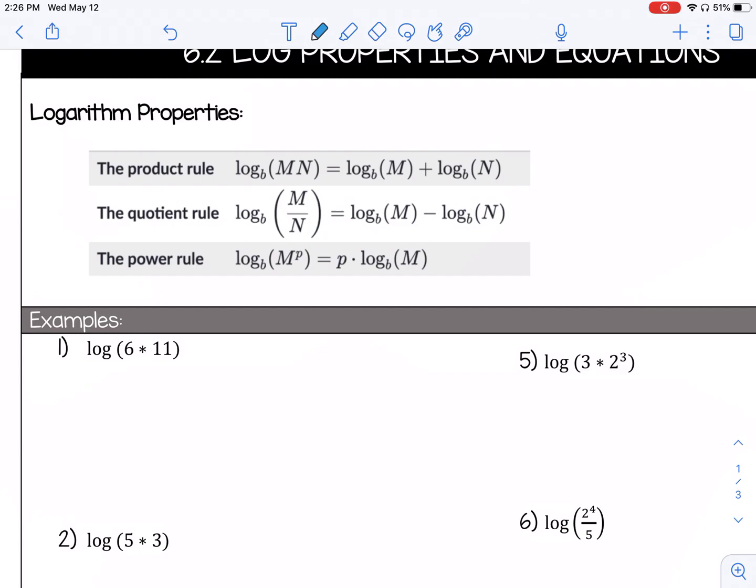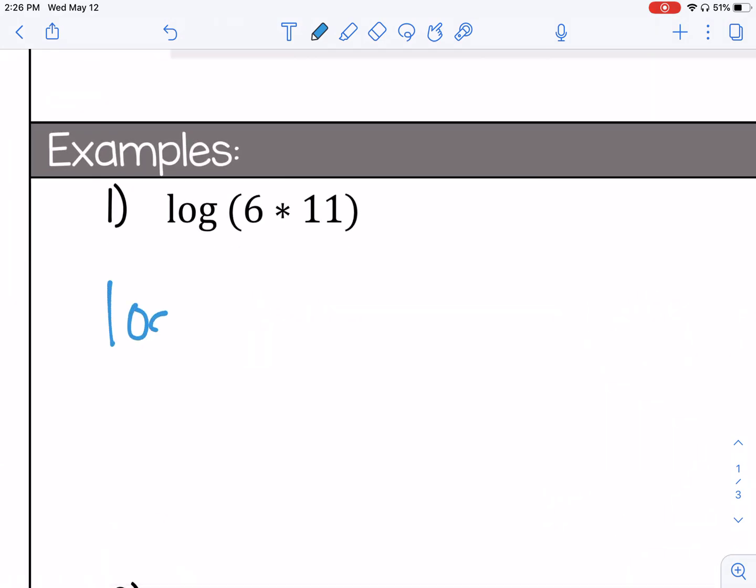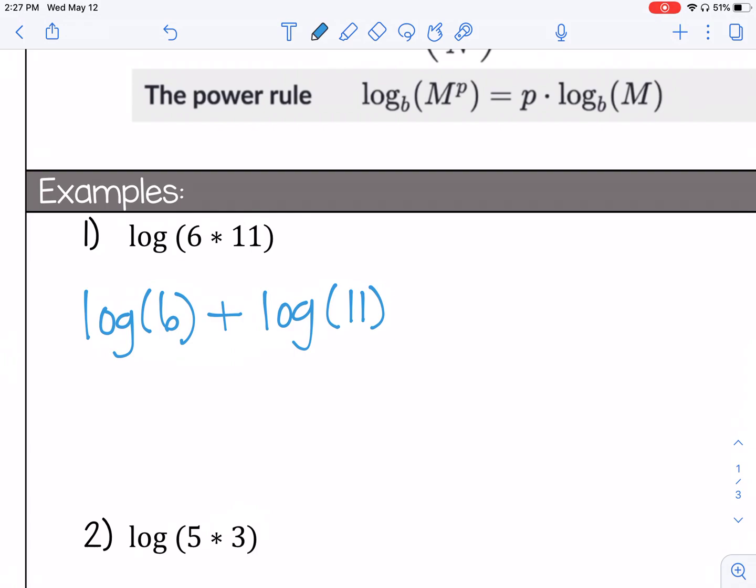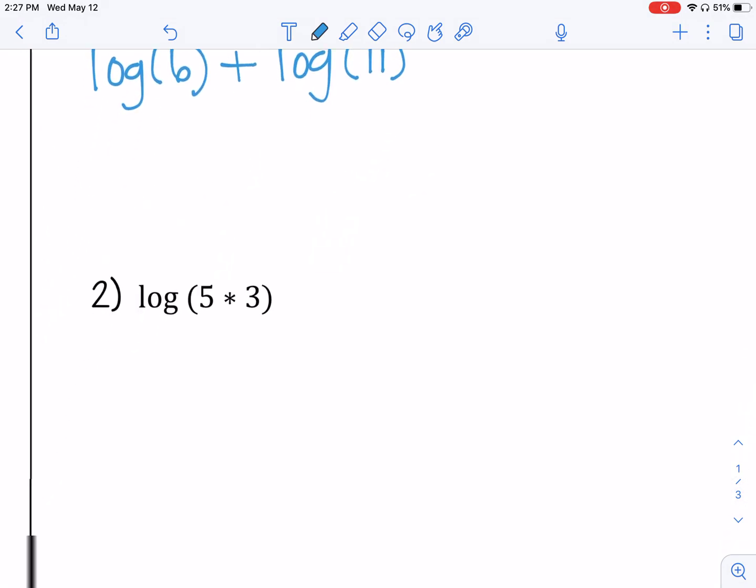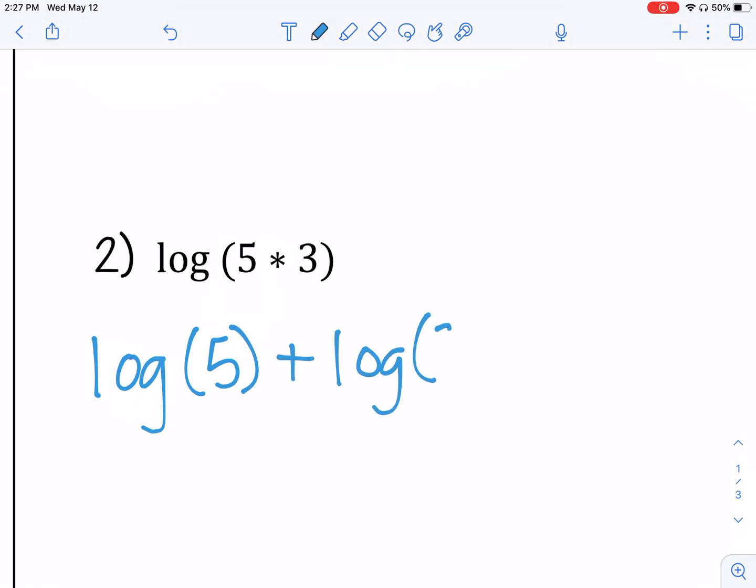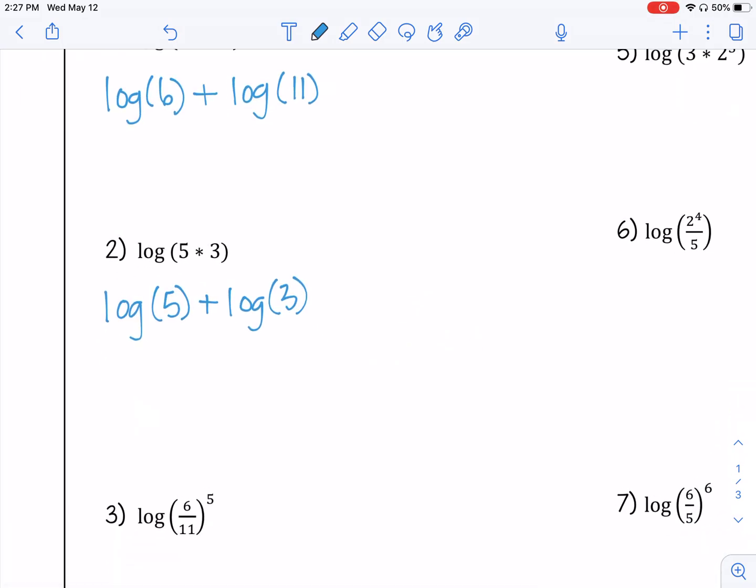So this first one, we have the log of 6 times 11. Well, when we have log and two things being multiplied, we can rewrite that. In this case, it would be log of this first thing, 6, plus the log of the second thing. Okay, this video is all about just practicing those properties. Number 2, we have another multiplication one. We're going to take the log of that first thing plus the log of that second.